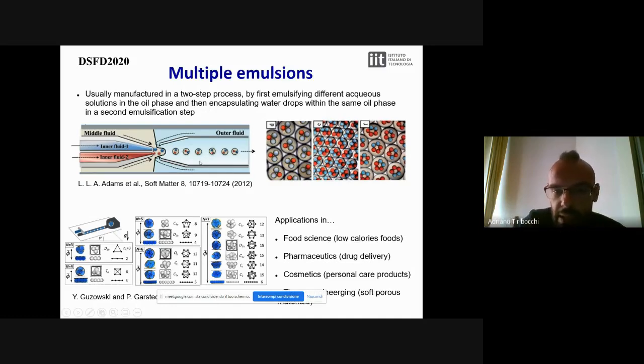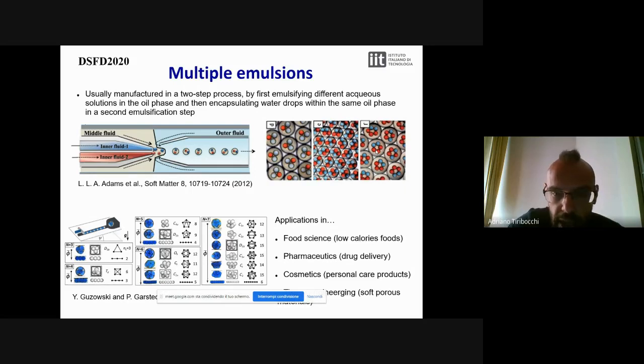Of course, the experimental techniques have improved over the years, and experimentalists have been capable to create, you know, more complex configurations in which you have, for example, multi-core emulsions with two droplets, four droplets, and so on, increasing the number of cores and also increasing the volume fraction occupied by these cores.